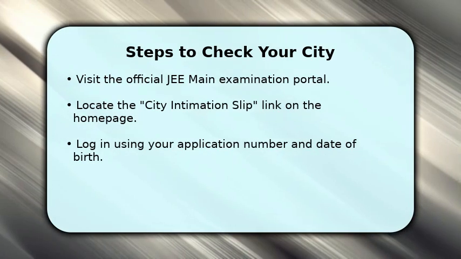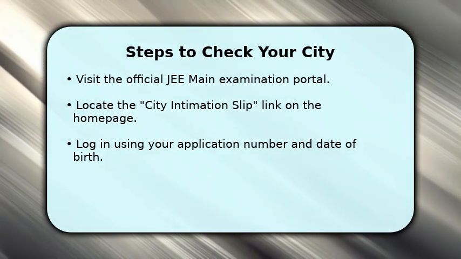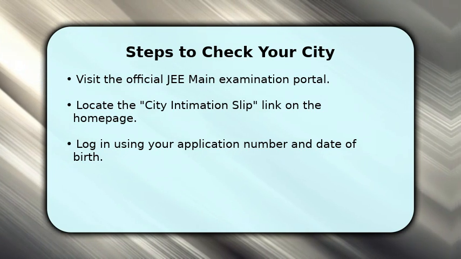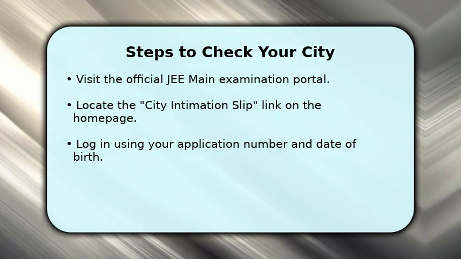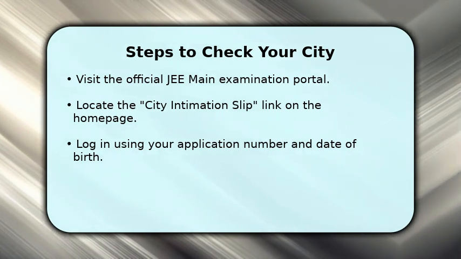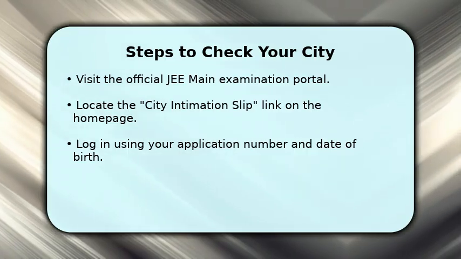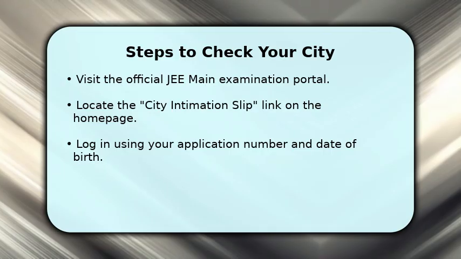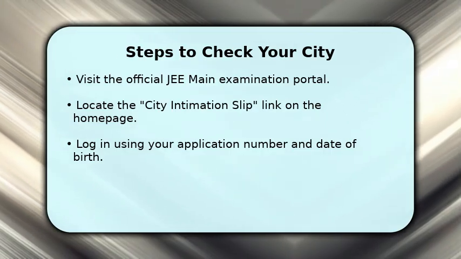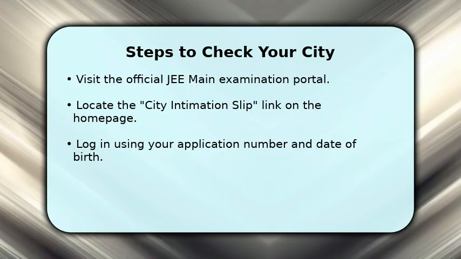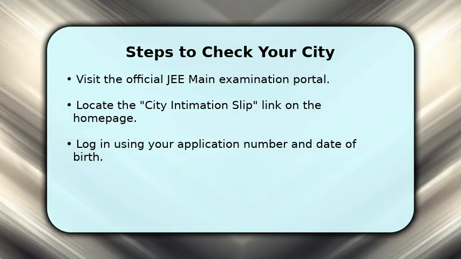To access your city intimation slip, first navigate to the official JEE Main website. On the home page, you will find a prominent link specifically for the city intimation slip. Click on this link and you will be prompted to enter your application number and your date of birth. Ensure these details are accurate to proceed.